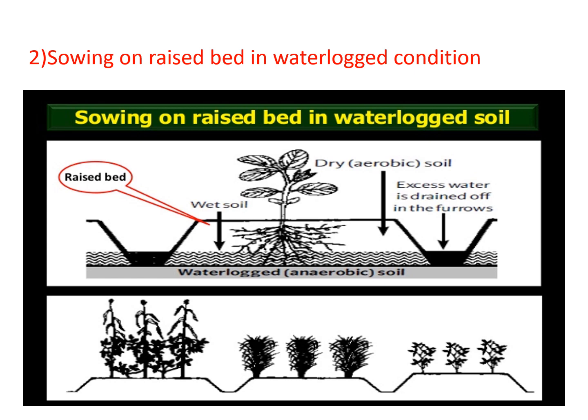Next factor, that is sowing on raised bed in waterlogged condition. This picture shows the crops are grown on raised bed and excess water is drained off in the furrows. Here is the dry soil and this is the wet soil, and crops are grown on raised beds. That's why the excess water runs off, or we can say drains off, in the furrows.